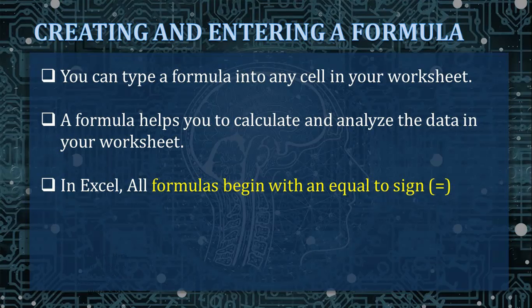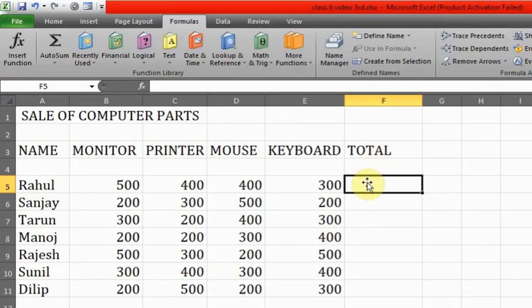Creating and entering formula. You can type a formula into any cell in your worksheet. A formula helps you to calculate and analyze the data in your worksheet. In Excel, all the formula begins with the equal to sign. To enter a formula, double click on the cell. When you double click on the cell, you will get an insertion point. Click equal to.